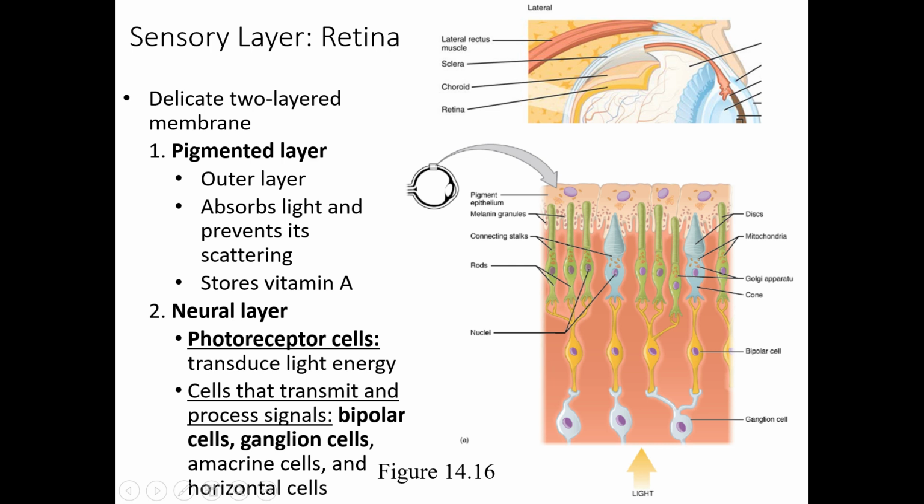Next layer is retina. So let's look at the eyeball wall again. The outer layer is sclera, then we have the red one here, choroid, and the inner layer is retina. Retina itself is divided into the outer layer called pigmented and the inner layer called neural because it's made of nervous cells. When light enters the eye, it goes first to the outer layer, pigmented, and it's reflected from that layer, and it goes onto the neural layer.